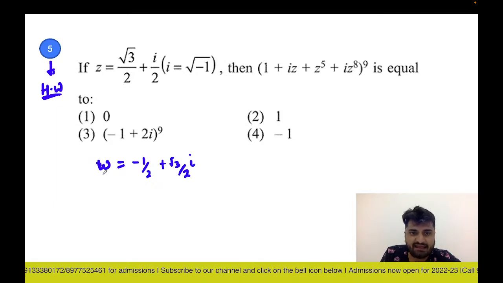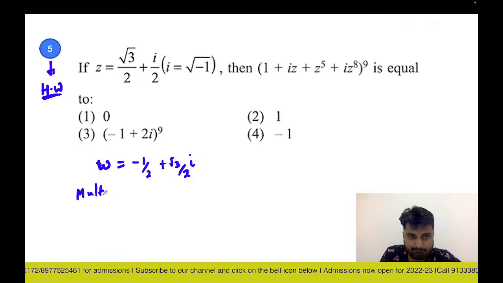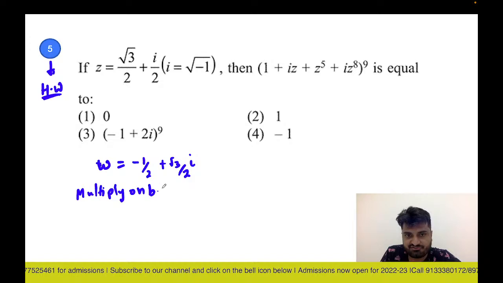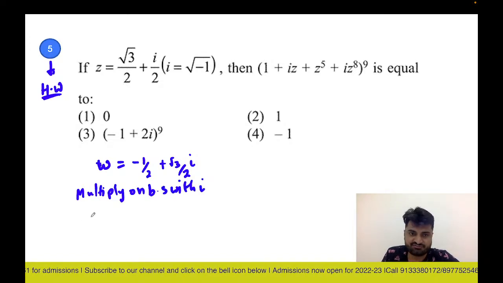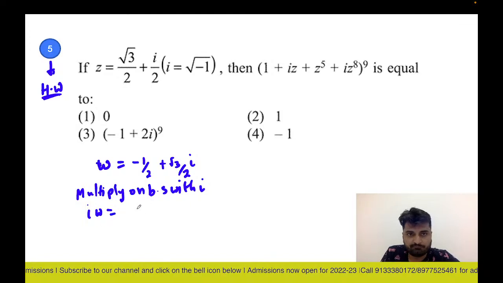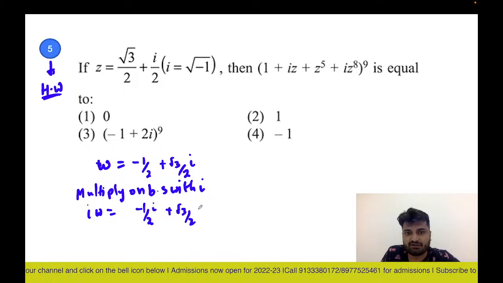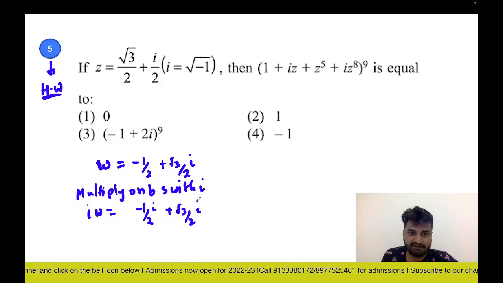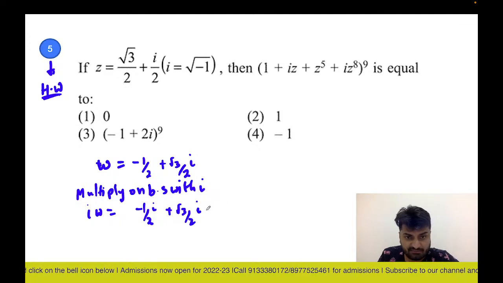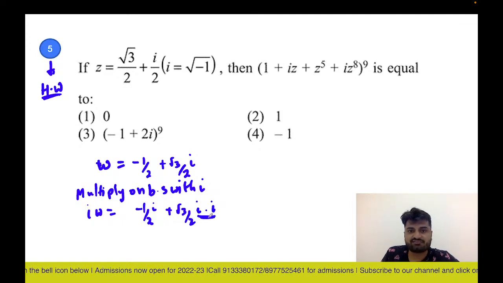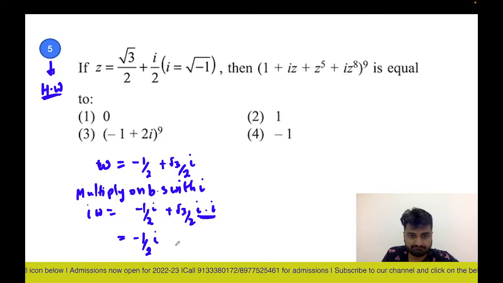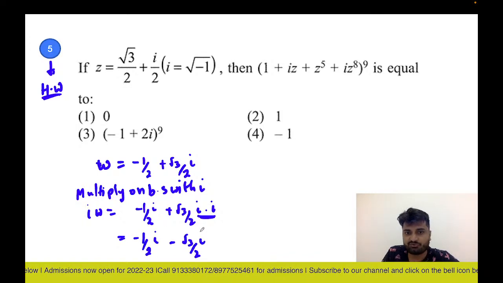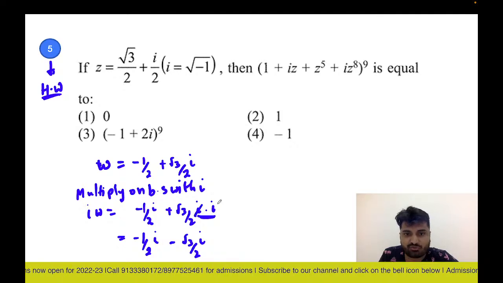Now if you multiply an i with this, so multiply on both sides with i. So if you do this, we will get i omega equal to minus 1 by 2 into i plus root 3 by 2 into i. This is what we are getting. So when you do root 3 by 2 i into i we will get i square, which is nothing but minus 1. So we will get minus 1 by 2 i minus root 3 by 2. i square value is minus 1.